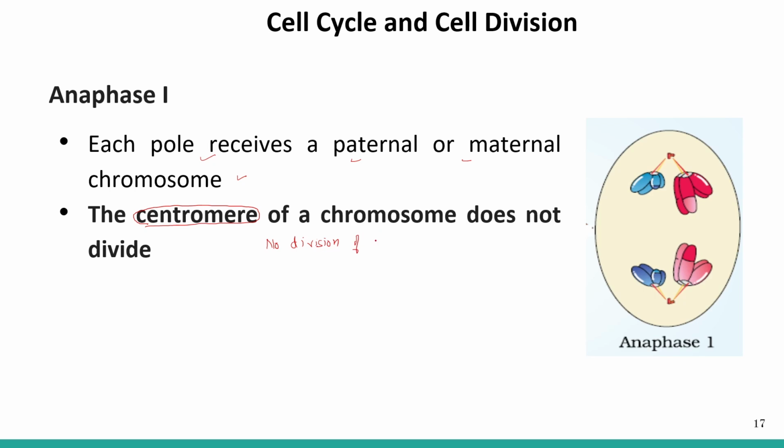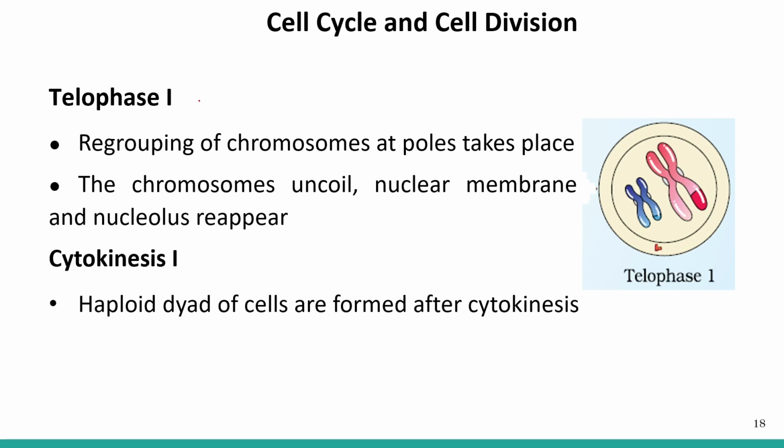Okay, but here we see separation of the chromosomes because the centromere is not dividing. The next stage is the telophase stage. In telophase, what happens? There is regrouping of the chromosomes at the poles. The chromosomes, which were condensing earlier, now start uncoiling, and the nuclear membrane and nucleolus reappear.